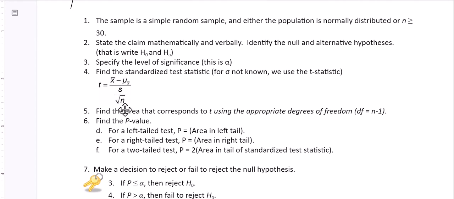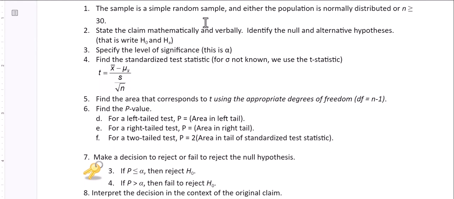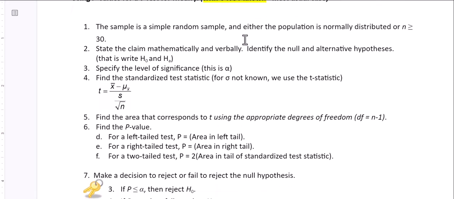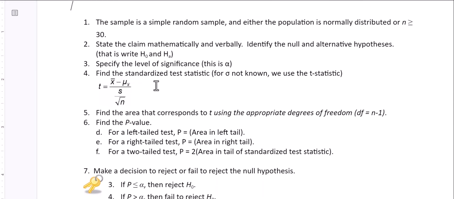So the steps are the same. Make sure that you have a simple random sample, either from a population that's normally distributed or your sample is more than 30. State the claim mathematically, so write your hypotheses. And then specify your level of significance. This is usually going to be given, so this should really be step 2, and then step 3, state the null and alternate hypotheses.